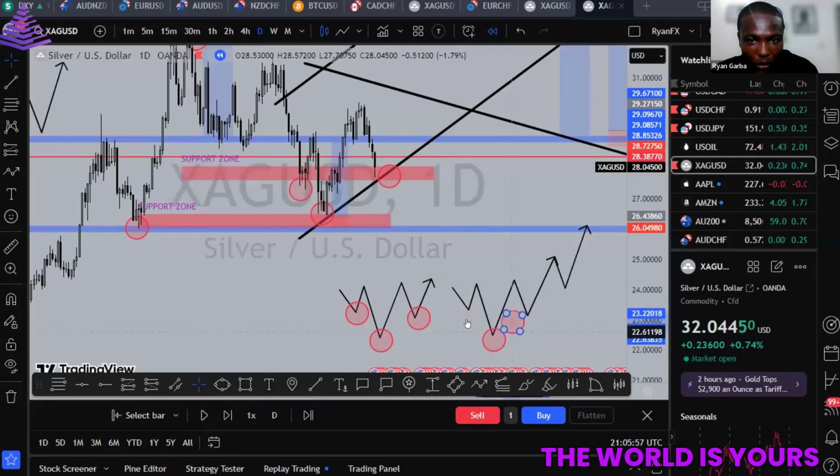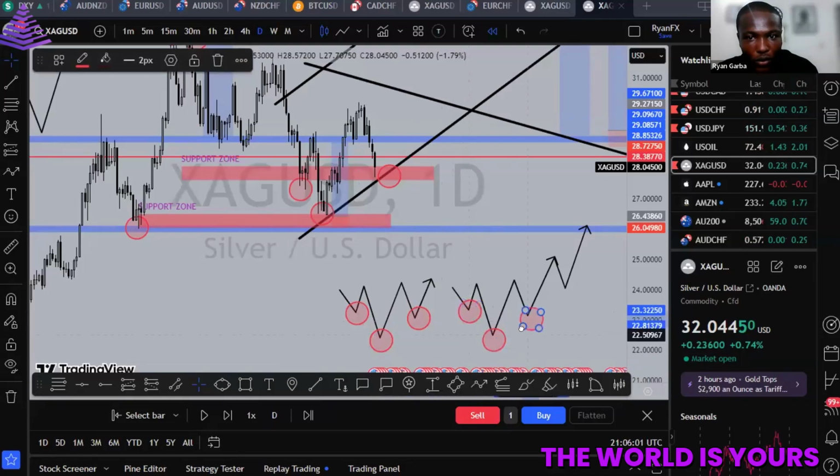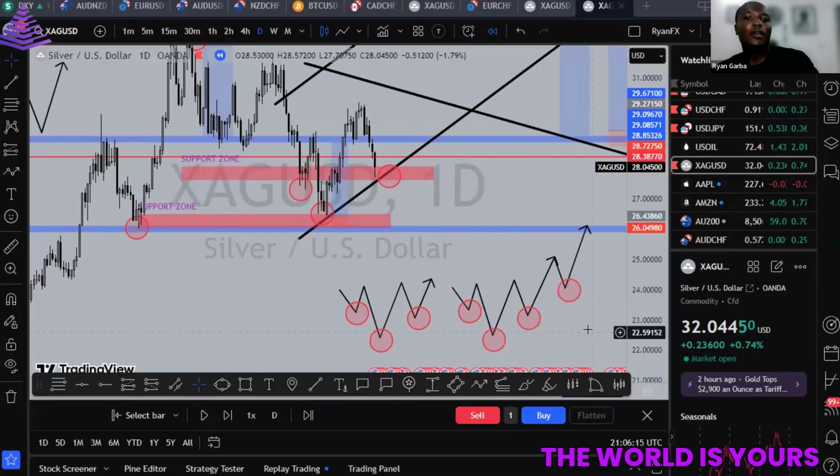Guys, I hope you understand what I'm teaching. I hope you got the double top and double bottom formation. And now we are looking at the inverse head and shoulder pattern.